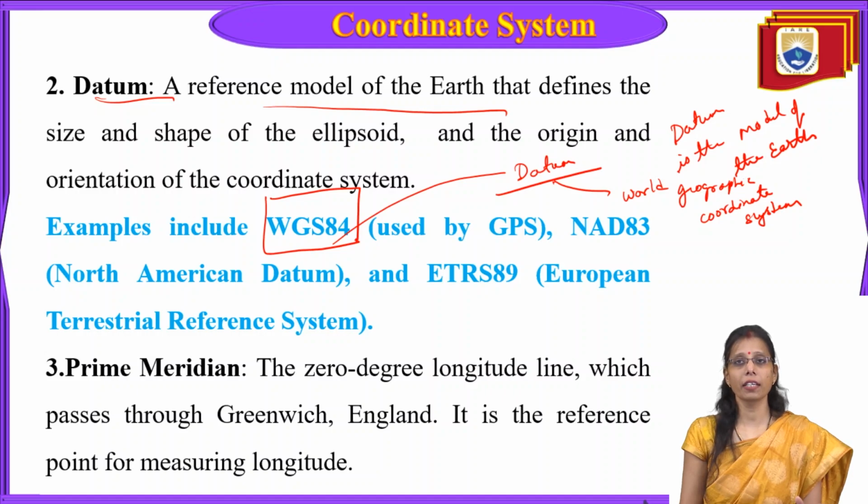Now you have different projection or different coordinate systems for regions of the world. For example, for India we have Everest, India, Nepal.